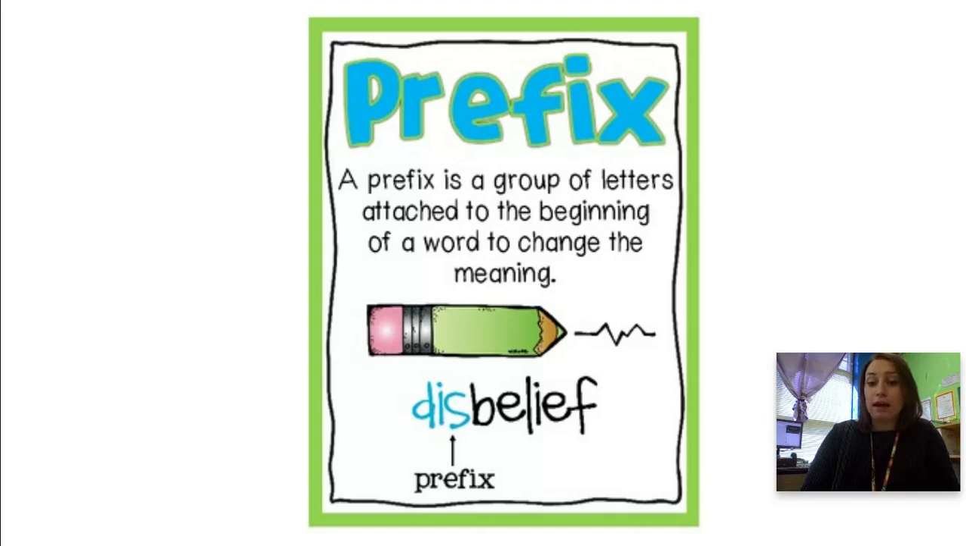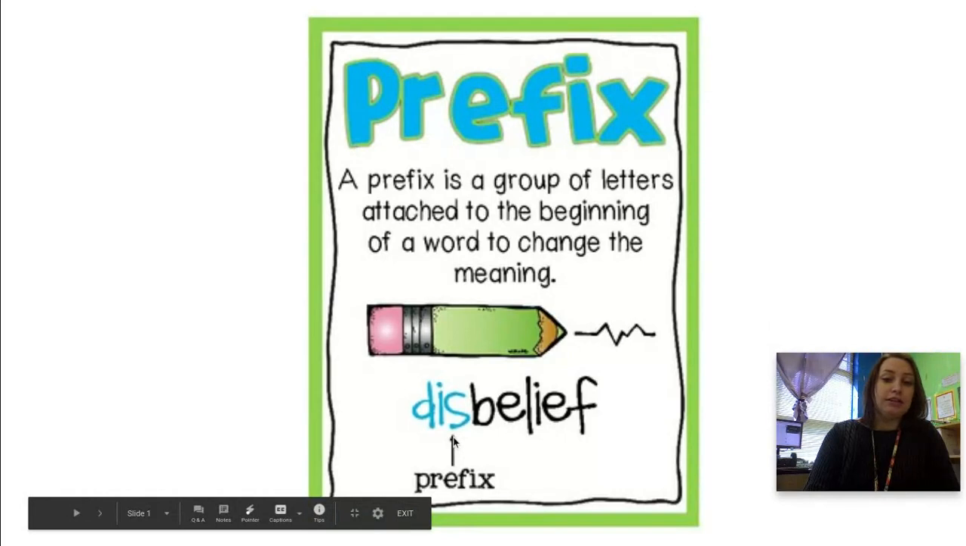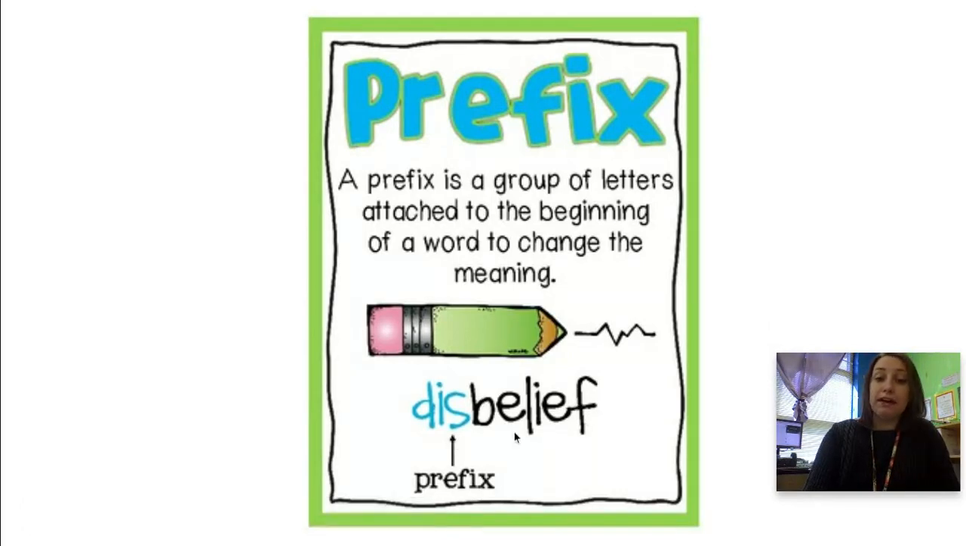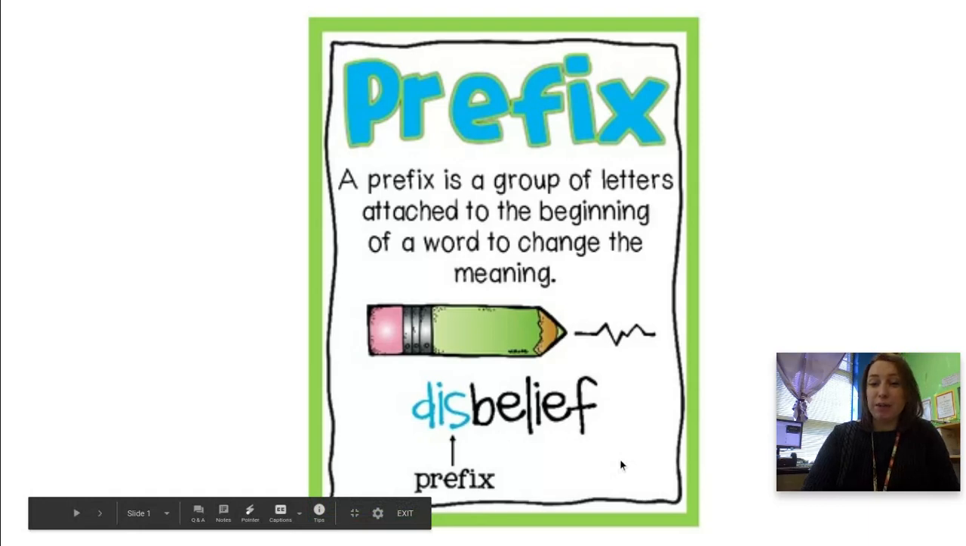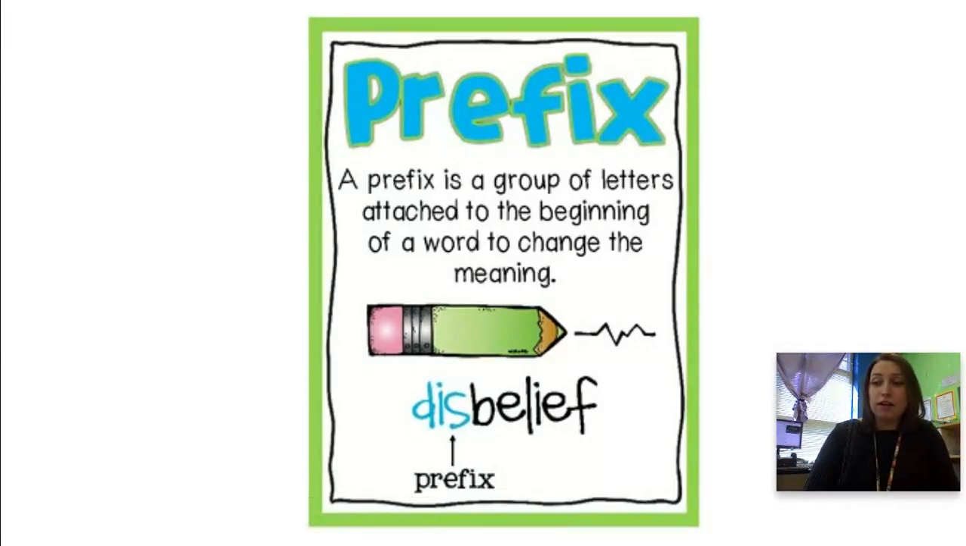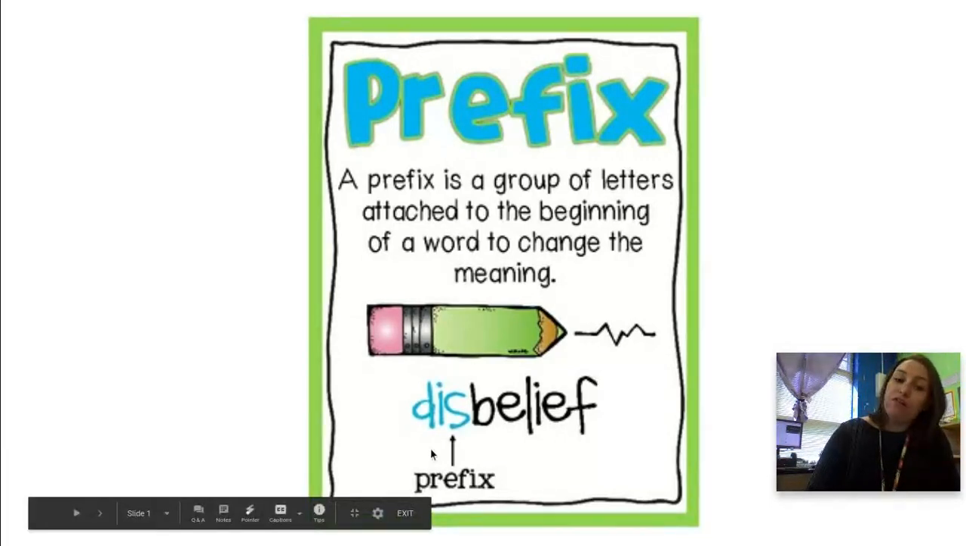So what is a prefix? Well, a prefix is a group of letters attached to the beginning of a word that changes the meaning. So here we have an example of one, disbelief. The word belief is the word by itself. That's the base word. It's the word that means something. It's the word that we're working with. And then by adding the prefix, we can change that word a little bit.